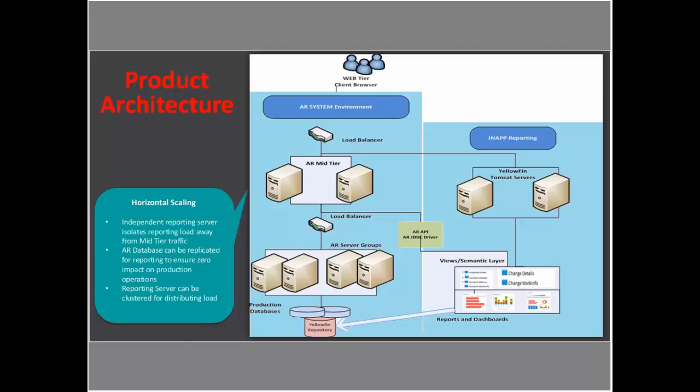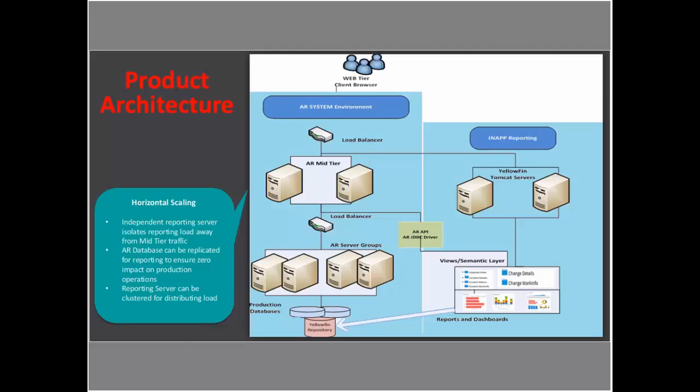So here is a general architecture. On the left, you have your traditional pieces, which are the mid-tier and server group for AR server, and you have a repository. On the right, you have the smart reporting cluster, which uses AR JDBC to access the data, and you have a repository which is also accessed. Now, the key takeaway from this is you have the ability to scale horizontally, where reporting is completely isolatable.